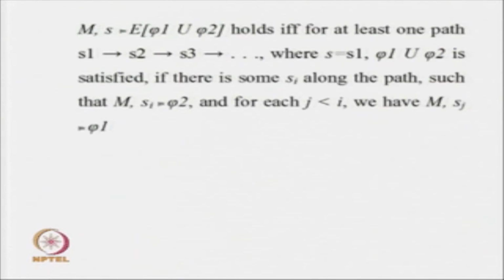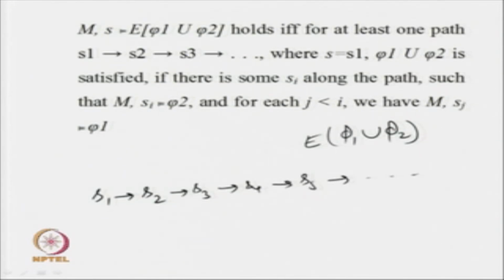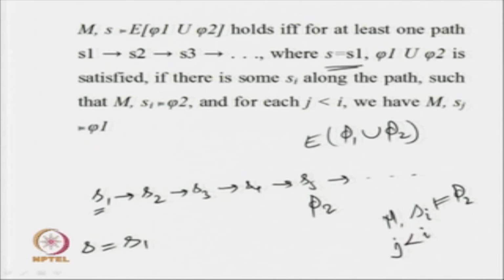Now, see another one, E phi 1 until phi 2. Again, we take any execution trace S1, S2, S3, S4, S5. We are concerned about a particular state S, and we say that S is equal to S1, the starting state of this path. We say that E phi 1 until phi 2 will hold in this state S, provided we get some Si which models phi 2, and for all j less than i, we should have M, Sj models phi 1. So phi 1 must be true in all those states.